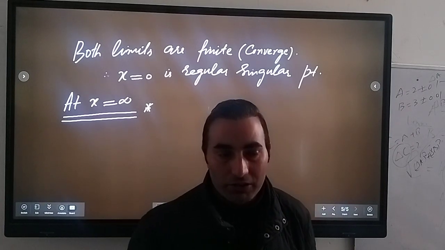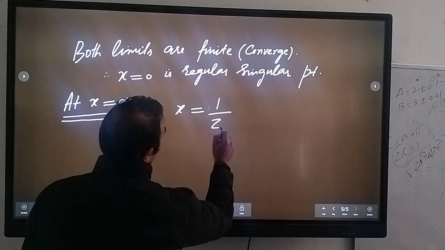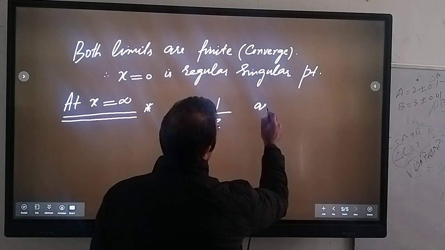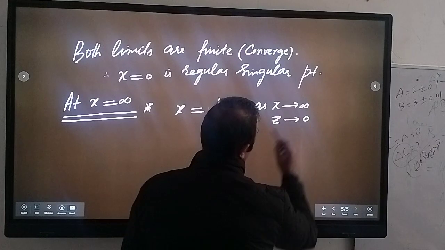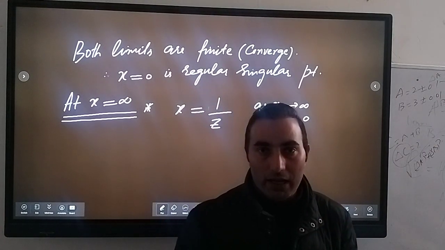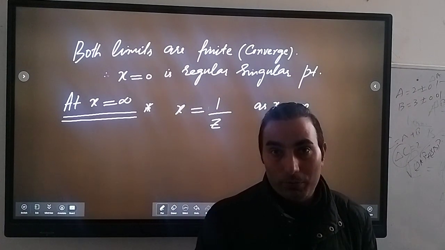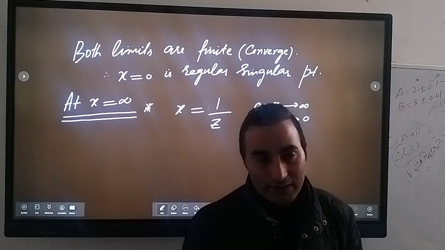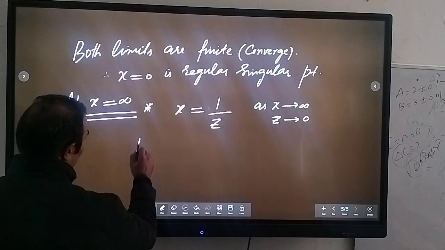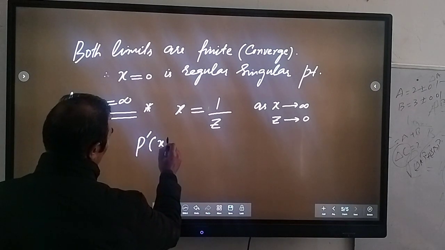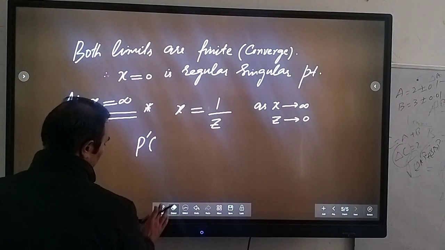Because we do some transformation here, if you put x equal to 1 by z, right? Then as x tends to infinity, z tends to 0. So we do this transformation, we put x equal to 1 by z. And we have already calculated in our classwork what should be our p dash of x and q dash of x in that case, right? So when we do this kind of transformation, we can rewrite what's our p dash of z now.